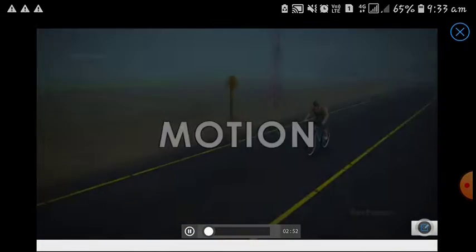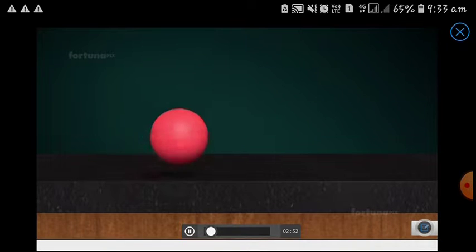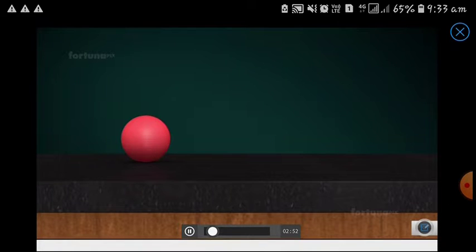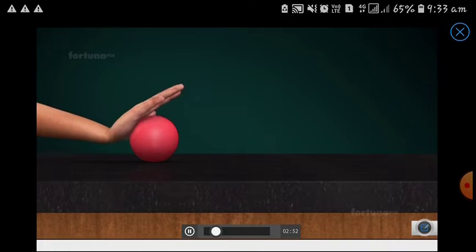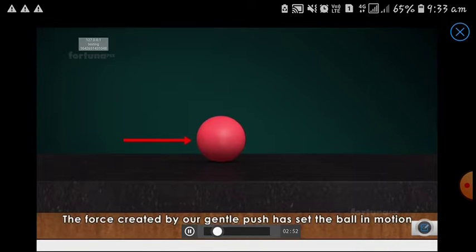Motion. Motion is the changing of an object's position. Let's consider a stationary rubber ball that's just sitting on a table. The ball is not in motion and is said to be in a state of rest. If we use even just a small amount of force to push the ball, it will move from its original position. The force created by our gentle push has set the ball in motion.